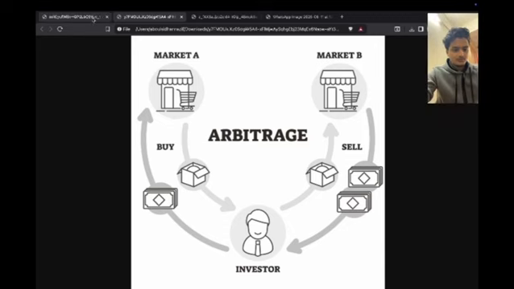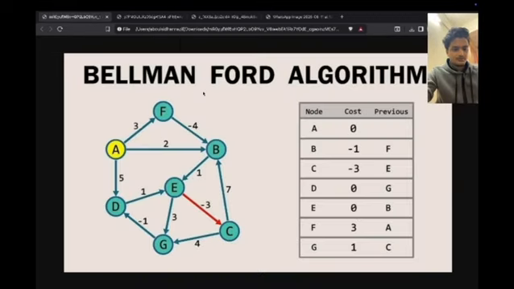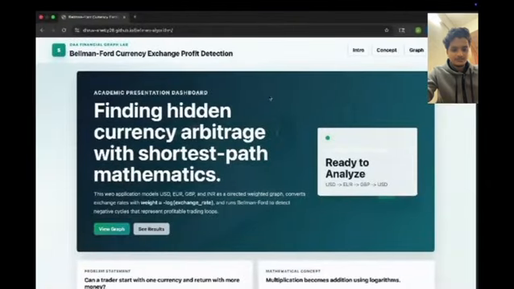To solve this problem, our project uses the Bellman-Ford algorithm, a graph-based algorithm that helps identify profitable currency exchange cycles automatically. The main objective of our project is to detect arbitrage opportunities efficiently and demonstrate how a graph algorithm can be applied to a real-world financial system. So this is the website that we have created. The further explanation of the mathematical concept will be given by my friend.